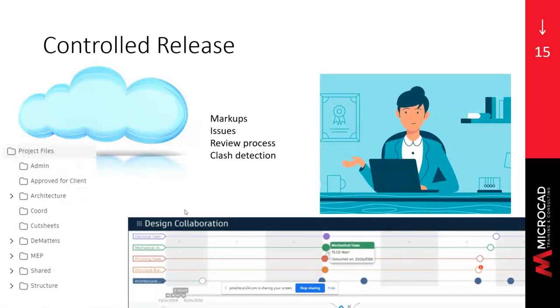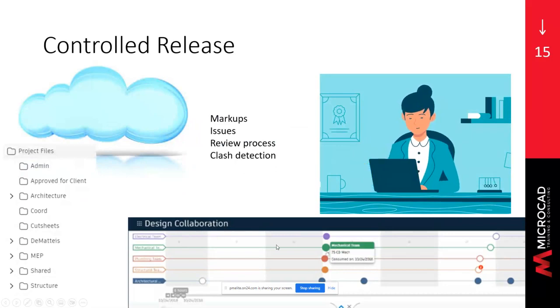In addition, she can see the design collaboration panel, which shows the shared packages that have been created by the different disciplines. So we have one row for each discipline and a bubble for each of the shared packages. At a glance, she can tell who has released design and when it was released.